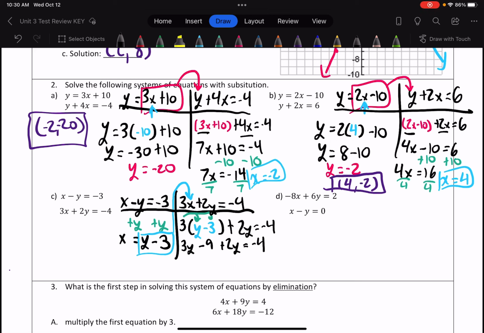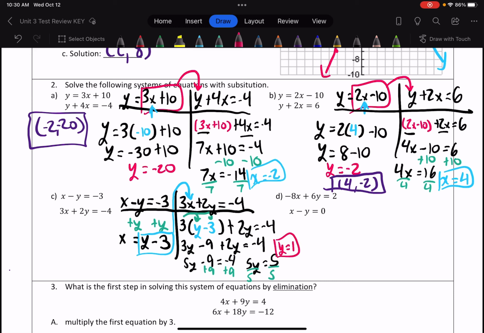Now I can combine like terms. 3y plus 2y is going to give me 5y minus 9 to equal negative 4. I can then add 9 to both sides. That gives me that 5y is equal to a positive 5. Divide by 5 on both sides. So I have a y value equal to 1.